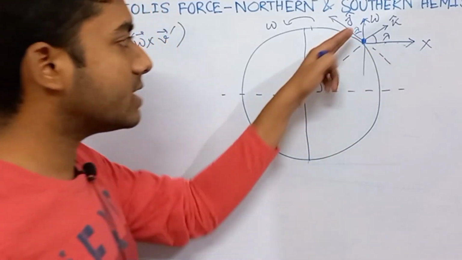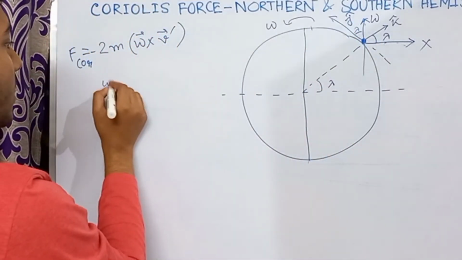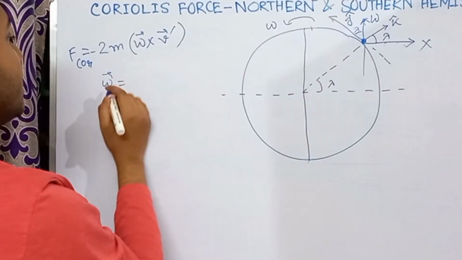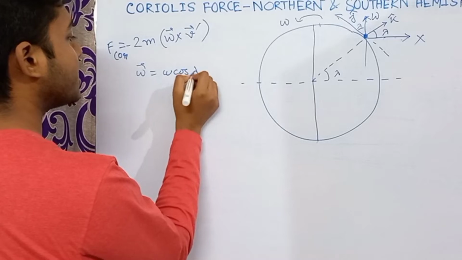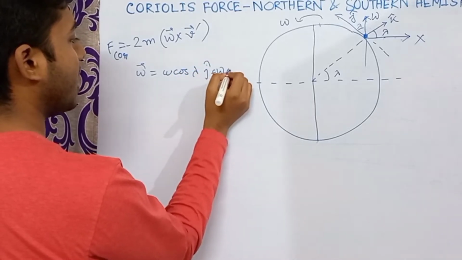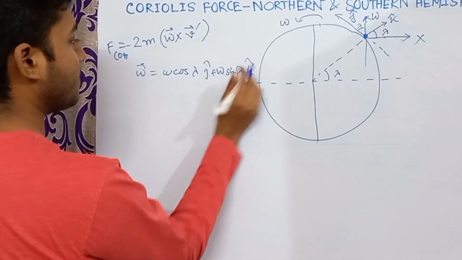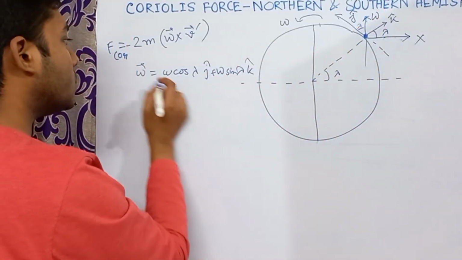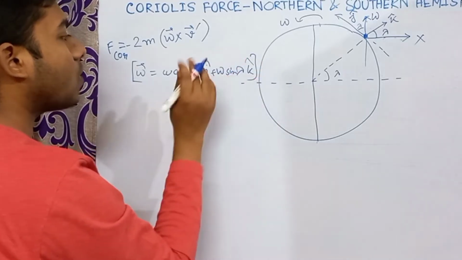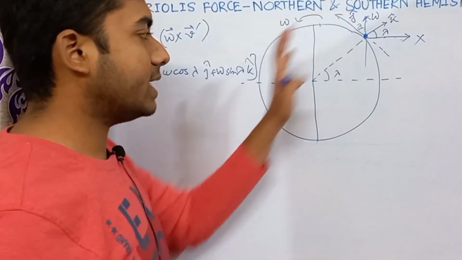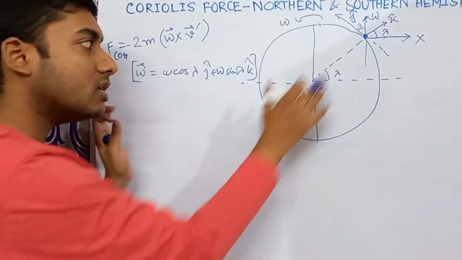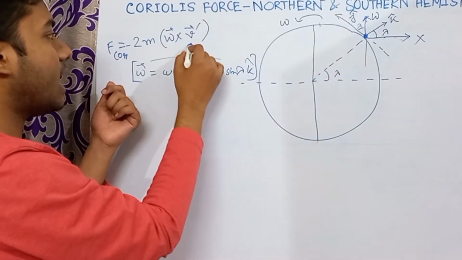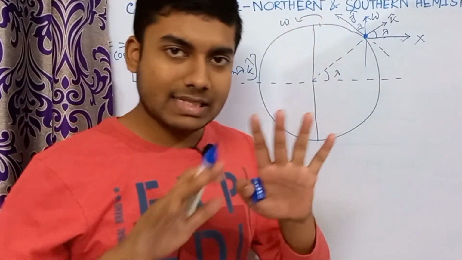So if this angle is lambda, then I can write that omega for northern hemisphere is equal to omega cos lambda j plus omega sin lambda k cap. Omega is the magnitude of the omega vector. So this is the expression of omega in northern hemisphere. It is quite simple and easy. Now you can easily calculate the Coriolis force using this expression and the expression of velocity as given in the question.